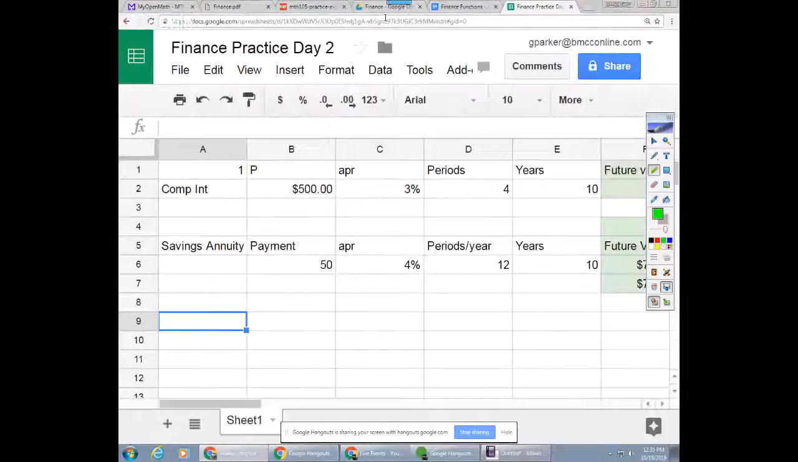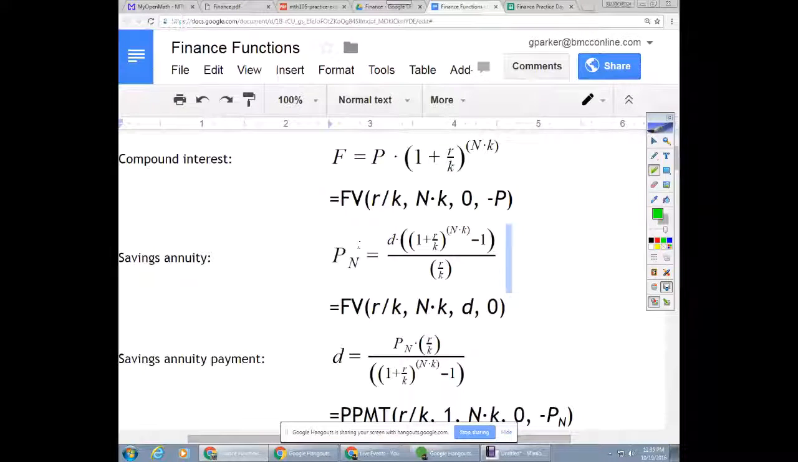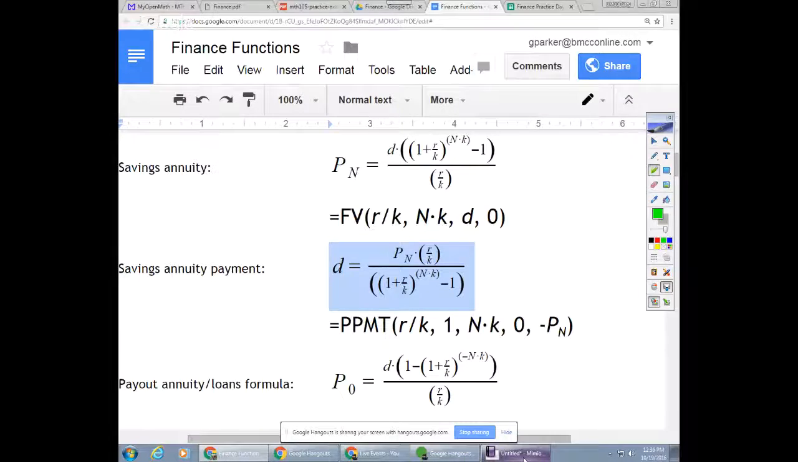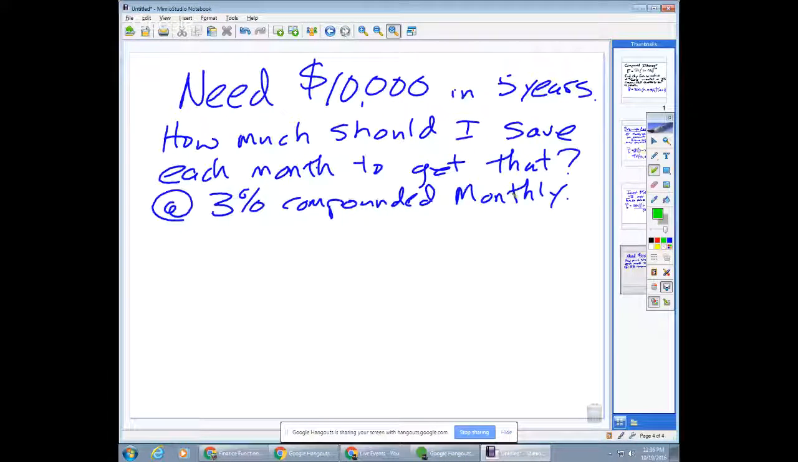Let's see. Finance formulas. So I have this formula right here. D is multiplied by this giant parentheses and then divided by this little one. So all I need to do is flip this fraction over to the other side, and I got an answer. So that formula is going to look like this one down here. Okay, so I'm going to write it out, and then we'll use it.